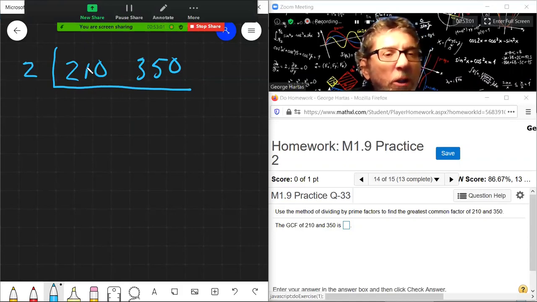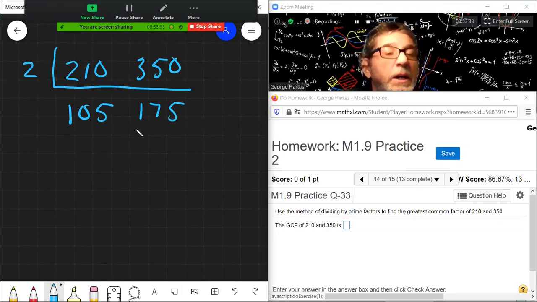Now, just for the sake of expediency here, I'm going to see if I can do these in my head. Or you can use long division. Half of 210, right? We're dividing by 2. Half of 210 is 105, correct? 105. Half of 350 is 175, just to save a little time here. And you can do the division on the side if you like. 350 divided by 2 is 175. So now we're right here.